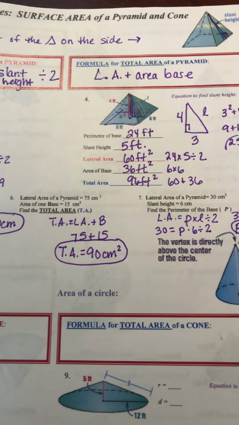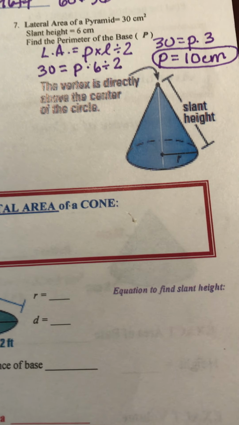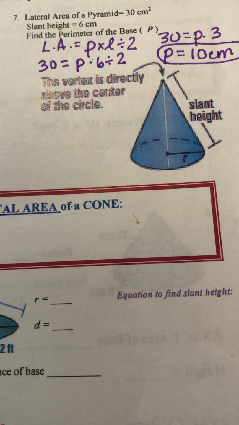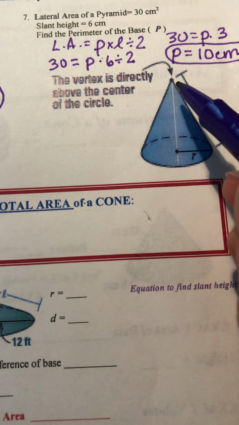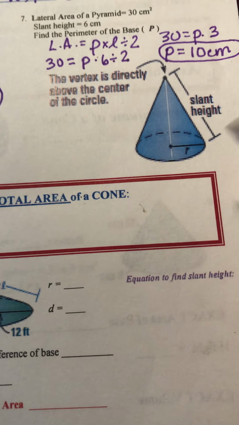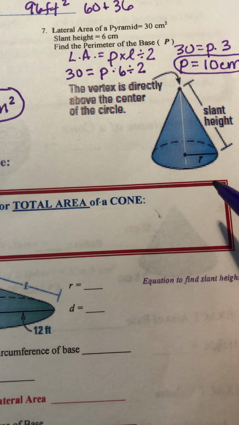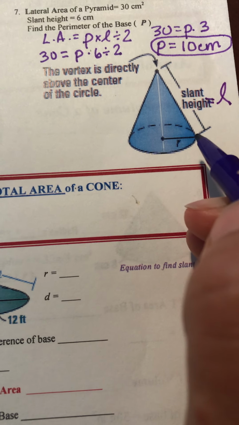So that's pyramids. And now we're going to do the same formulas, but with a cone. So a cone is what I call a circle pyramid. A cone has a vertex, which is right at the top, right? It's got also a slant height, which is like this slanted height. So I'll just say that the slant height is here. That's also going to be called L.